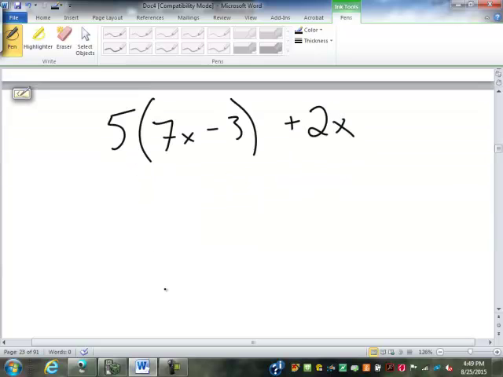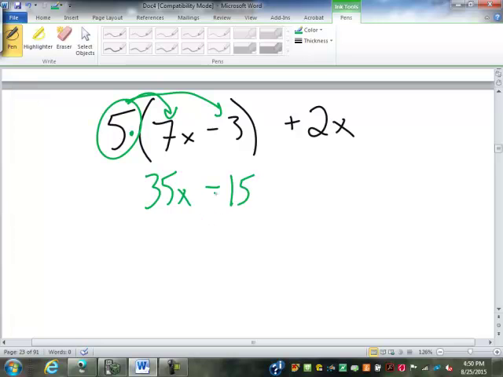Give you guys a chance to do that one quick. Where do I start here? We're going to multiply. Perfect. 5 times the 7x, 35x. And then 5 times negative 3 is negative 15. Perfect. Does everybody understand where that part comes from, or any questions on that part?